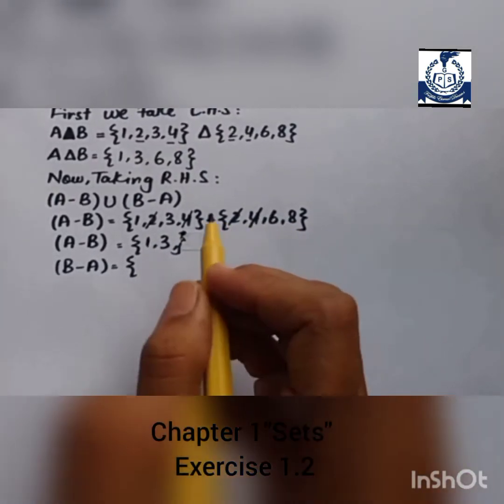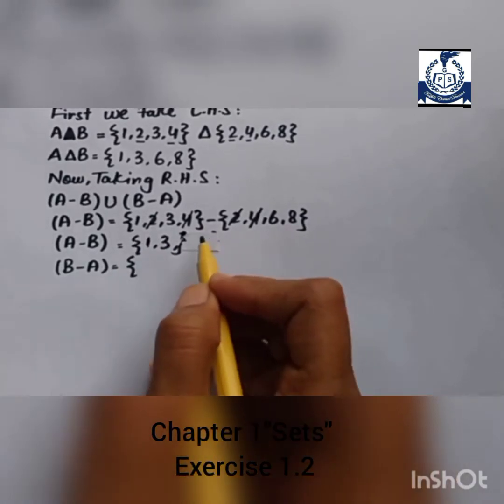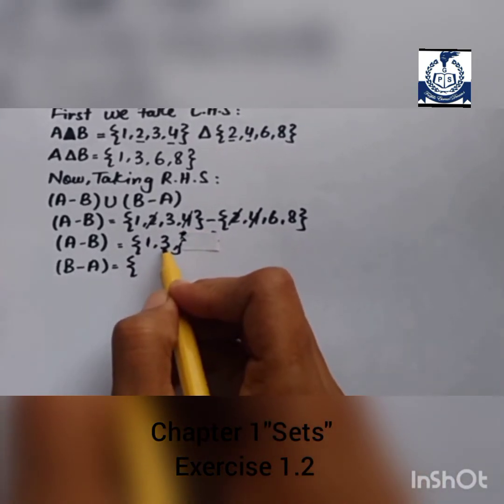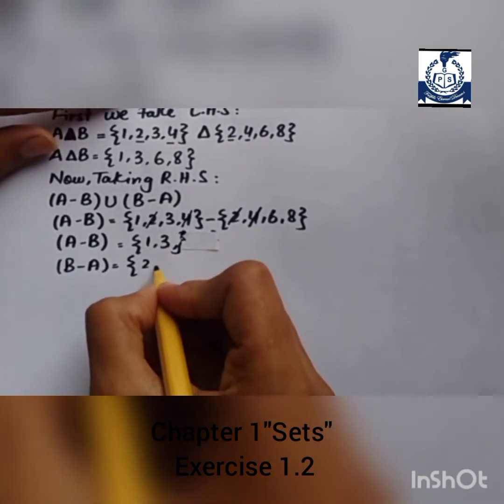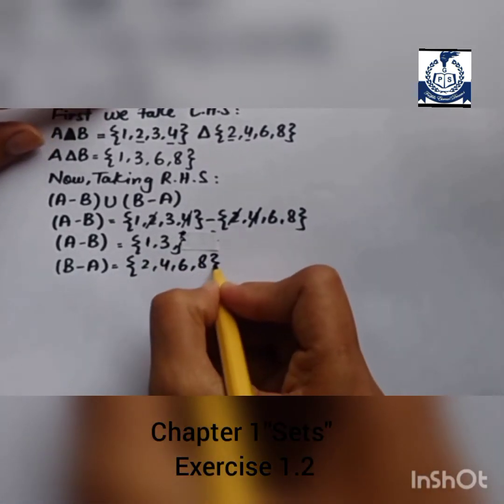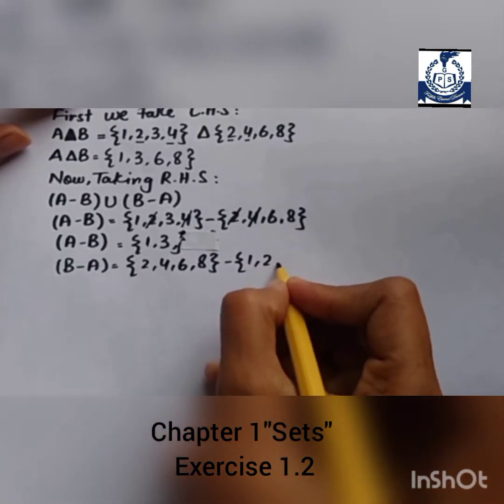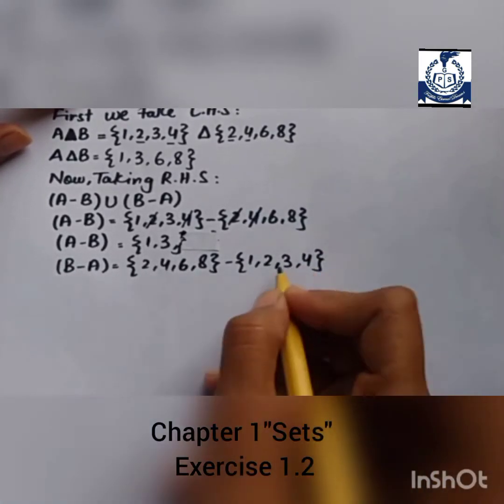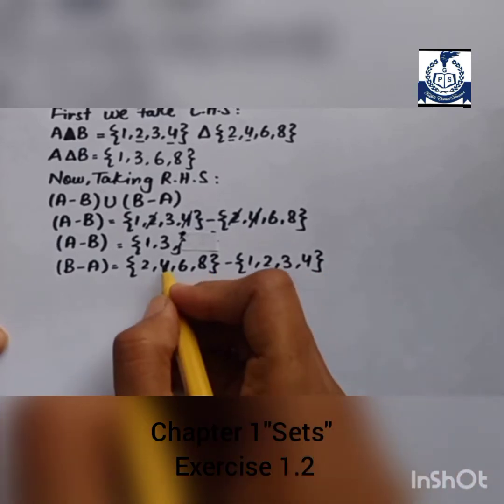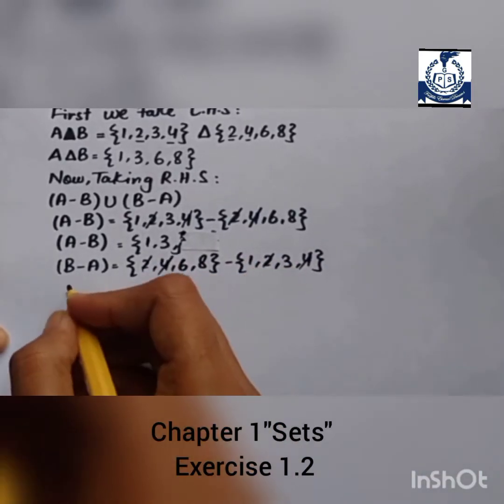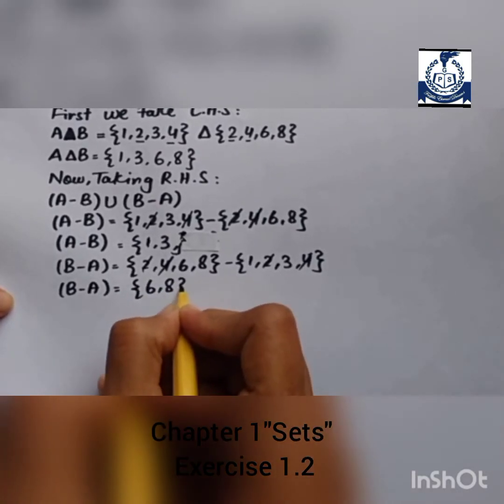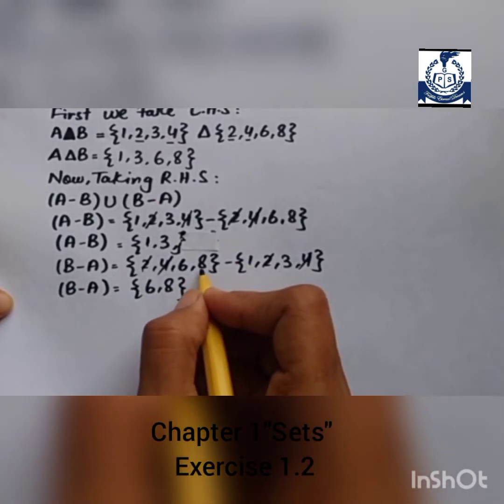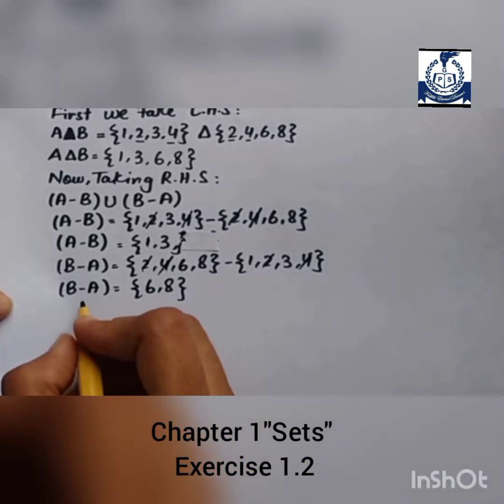We subtract B from A, so we write the elements of set A, 1, 3. B minus A is equal to B, which is {2, 4, 6, 8}, minus A, which is {1, 2, 3, 4}. Same, we cancel out the same elements. B minus A is equal to {6, 8}. 6 and 8 are the remaining elements of set B.